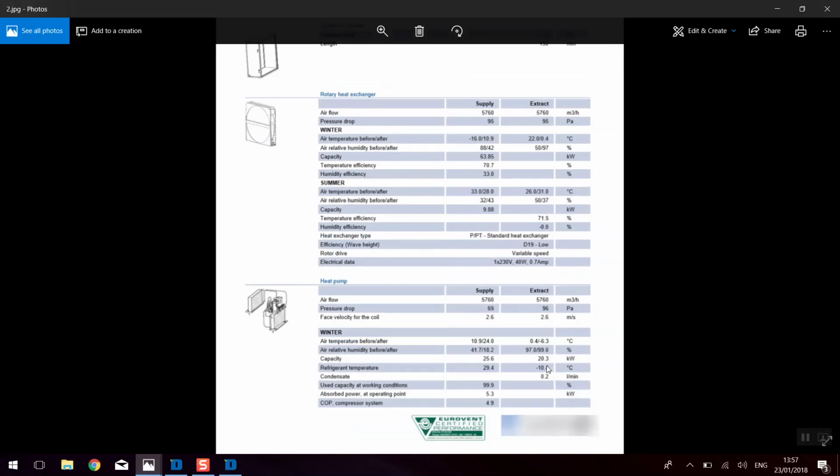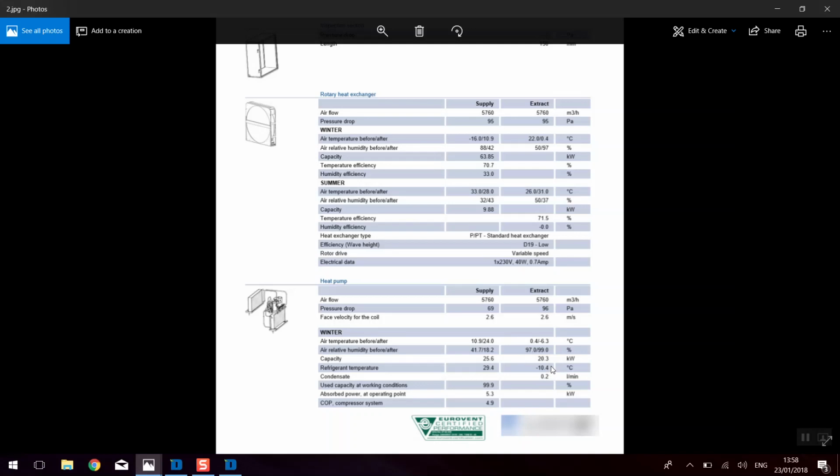Then we go to the heat pump side, and what is important to mention here, first of all, in winter mode, the evaporator inlet temperature is minus 6.3 degrees. At the same time, it is written the refrigerant temperature, or maybe they mean evaporation temperature, is minus 10.4 degrees with coil face velocity of 2.6 meters per second, which in our opinion is quite high.